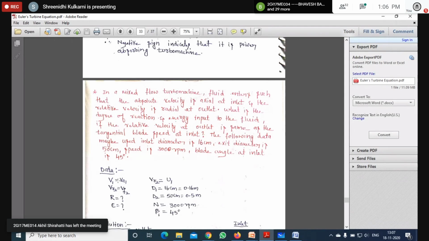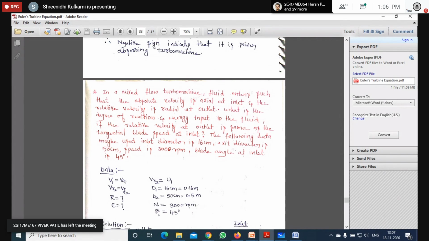Yes, sir. So we can write V1 is equal to VF1; here I have written VA1, both are the same. So V1 is equal to VF1. Next, they have given that the relative velocity is radial at the outlet. Relative velocity means VR2, because they mentioned VR2. So it is radial, that is, VR2 is equal to VF2.